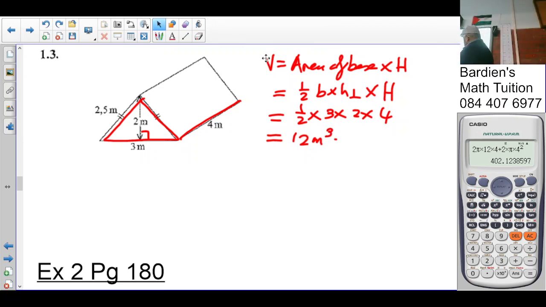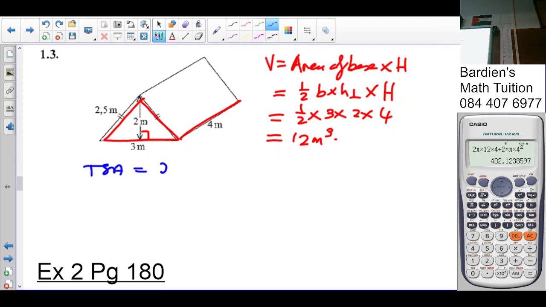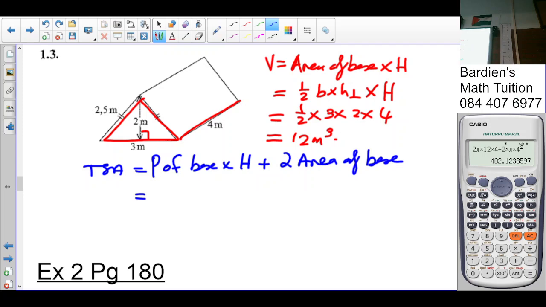Okay, let's look at the total surface area, TSA. So it will be 2 and perimeter of base times height plus 2 area of base. So this will be a triangle, so it's the perimeter of the triangle times the height plus area of the base. How do you calculate the area of a triangle? So half base times perpendicular height of the triangle.